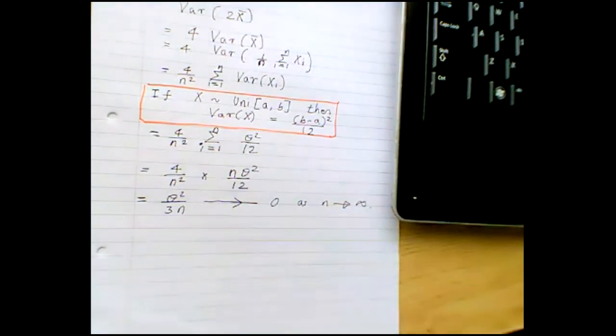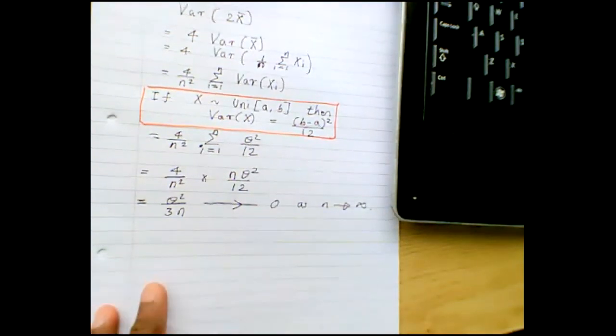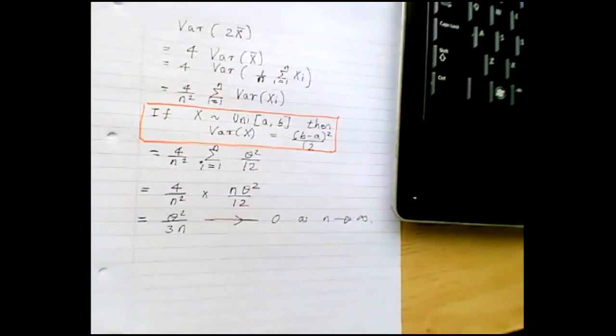Okay. So this estimator 2 times x bar is a good estimator in the sense that the bias is equal to 0 and the variance approaches 0 as n approaches infinity. So it has both good properties, right? Okay. All right, guys. So this completes question number 9.